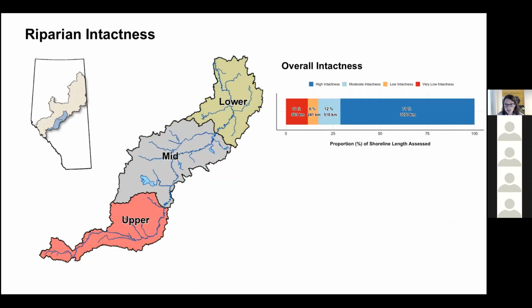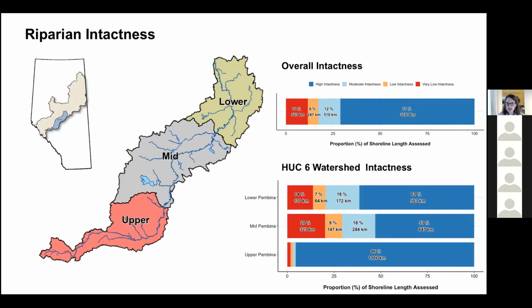71% of the shorelines that we assessed in all 3 of those watersheds combined was classified as high intactness, with approximately 18% of the shoreline assessed as either low or very low. When we break that down and summarize intactness by HUC 6 watershed, you can see that for those water bodies that we did assess in this study, the greatest proportion of the shoreline classified as low and very low intactness was located in the mid Pembina watershed. The overwhelming majority of the shorelines assessed in the upper Pembina have been assessed as high intactness, with the lower Pembina HUC 6 being intermediate between the two.